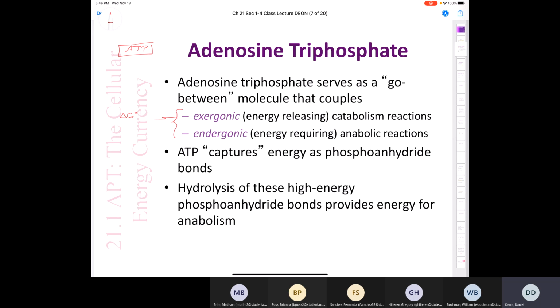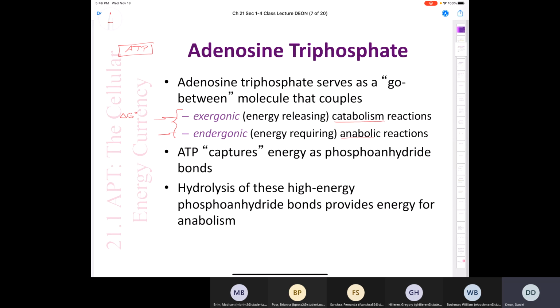So if you have an exergonic process, it's going to be a process that releases energy. Think about it: catabolism is breaking molecules down and releasing energy. And then we have endergonic processes. Those are anabolic reactions, right? Those require energy being put into the reaction because they don't release energy.